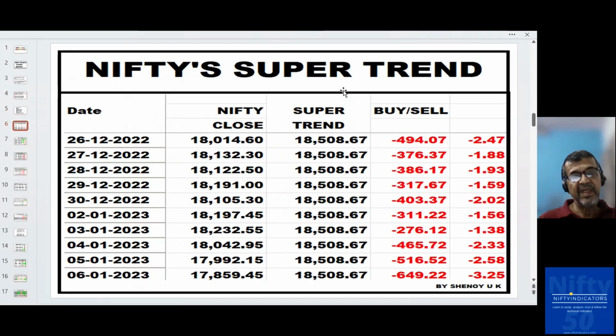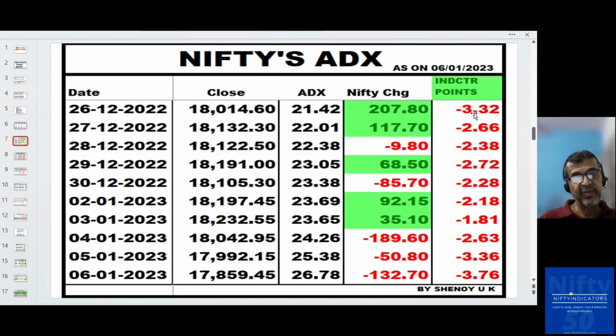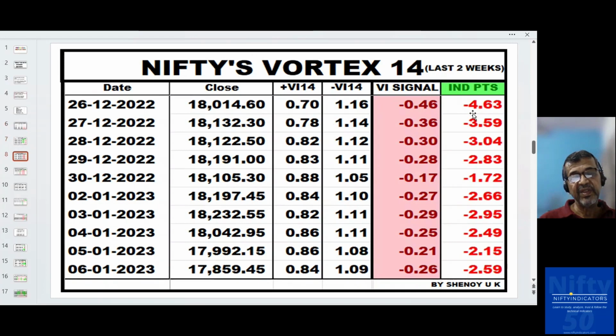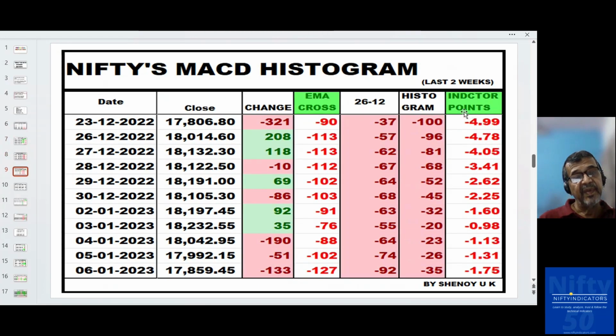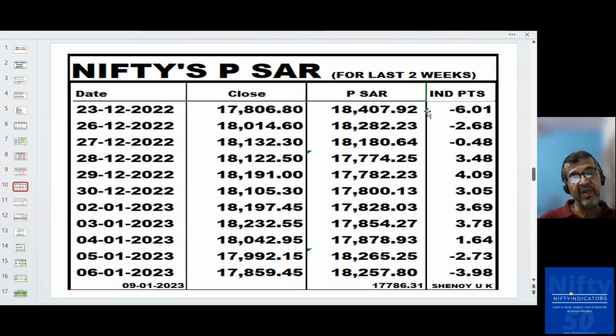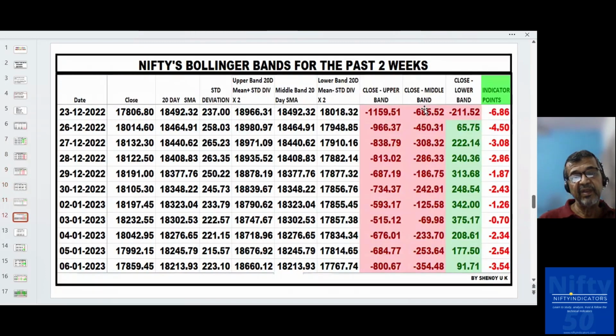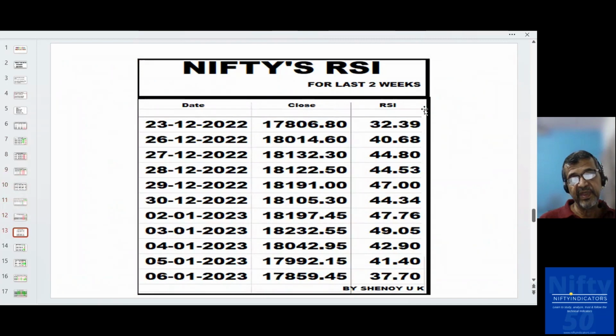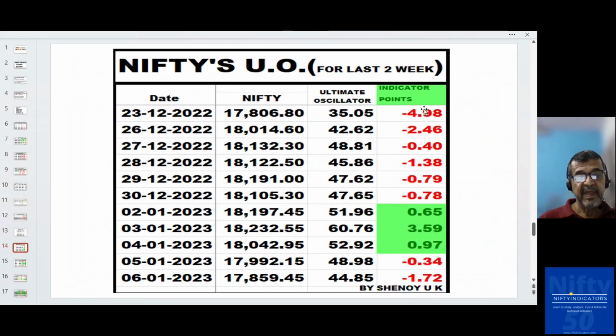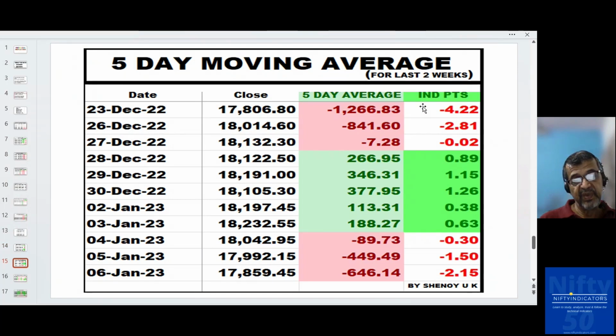You see, individual indicators when we are talking about, this is the super trend for last 2 weeks. This is the Nifty's ADX for last 2 weeks. This is Nifty's Vortex for last 2 weeks. This is MACD histogram for last 2 weeks. This is PSAR for last week. This is Keltner channel for last 2 weeks. Bollinger Bands for past 2 weeks. RSI for past 2 weeks. Nifty's ultimate oscillator for last 2 weeks, and 5-day moving average for last 2 weeks.